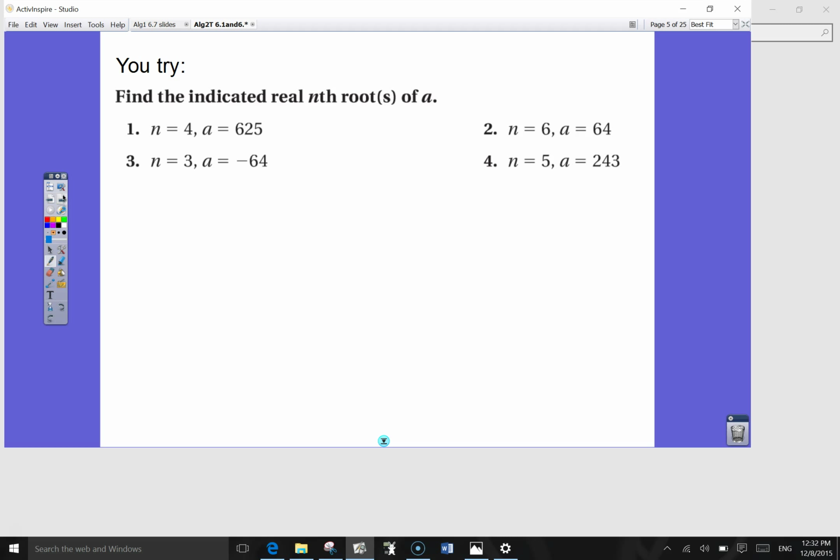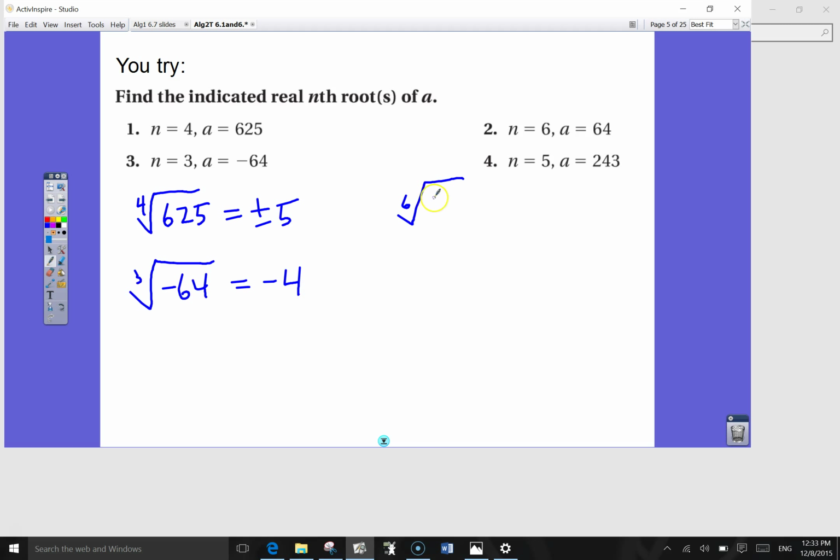Okay. The fourth root of 625 is plus or minus 5. The third root of negative 64 is negative 4. The sixth root of 64 is plus or minus 2. And the fifth root of 243 is 3. Okay, next.